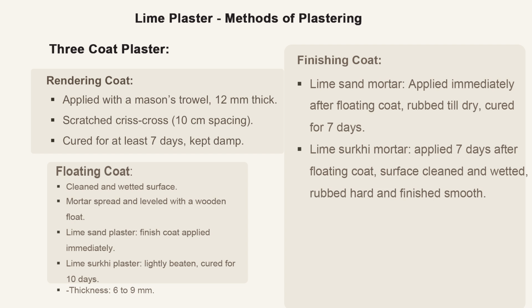Next is the floating coat. Once the rendering coat is clean and lightly wetted, we apply patches or strips as gauges. Then we throw mortar onto the surface with a mason's trowel, spreading and rubbing it smooth with a wooden float to ensure an even surface. Thickness here varies from 6 to 9 mm.